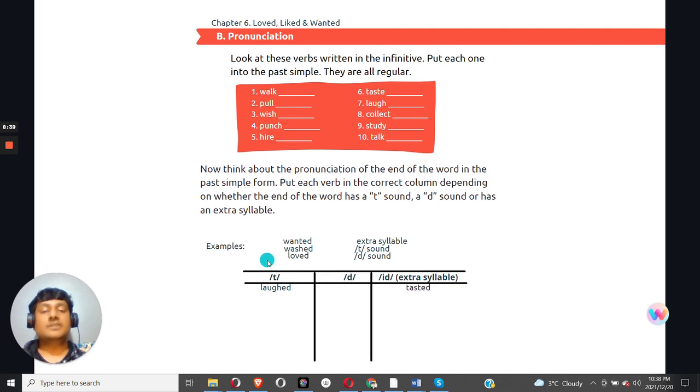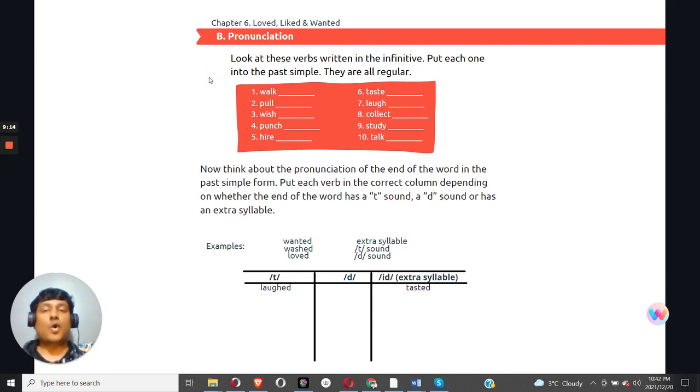And if you look at loved, it has a D sound. So you're going to break the words into these 3 columns and tell me whether they have a T sound, a D sound, or an extra syllable. So you're going to pause the video and do this, and once you come back, I'm going to give you all of the answers. Okay, welcome back. I take it that you've answered the first part, and now we're going to look at the first 10 words and decide whether they have a T sound at the end, a D sound, or an extra syllable. So let's look at the first one.